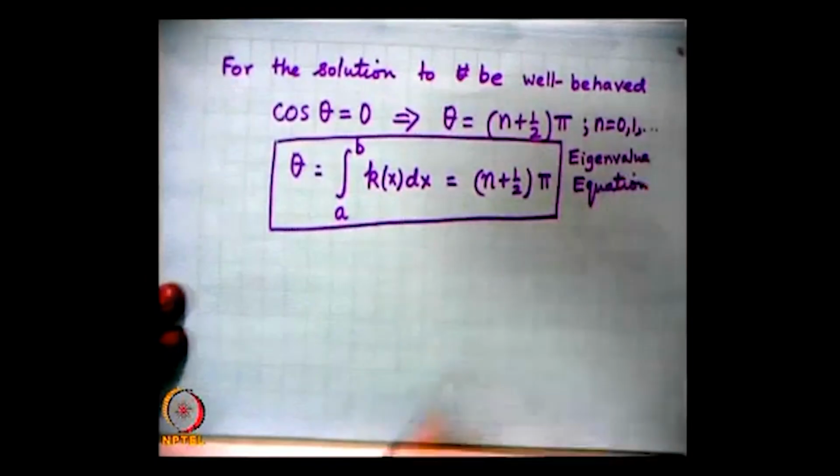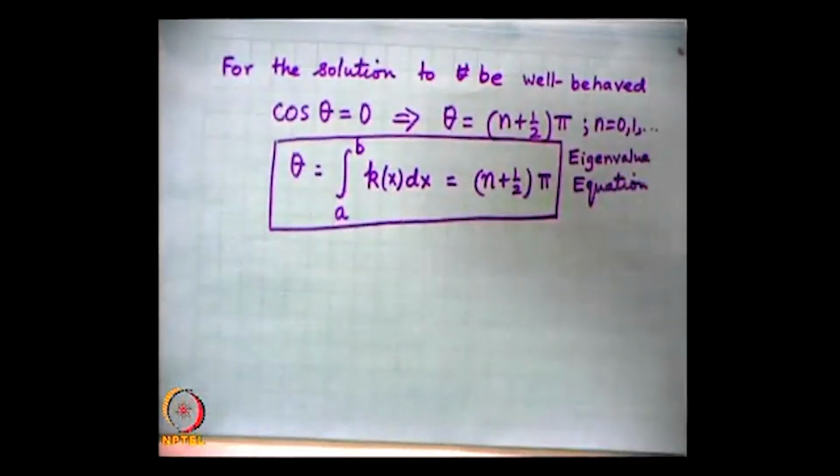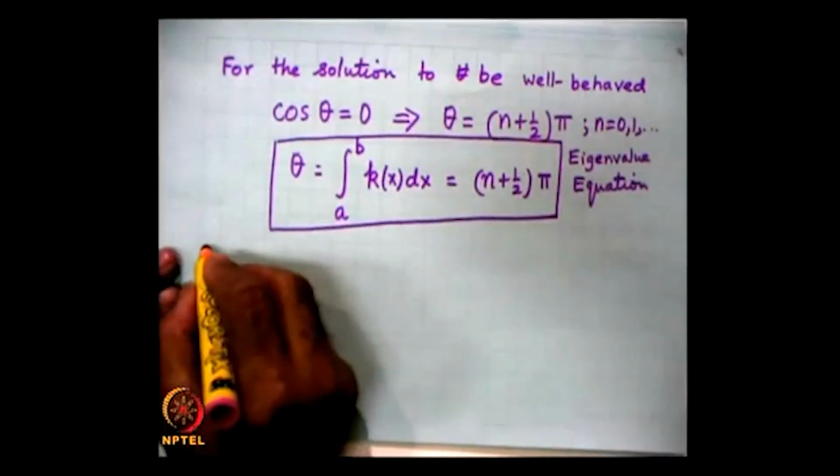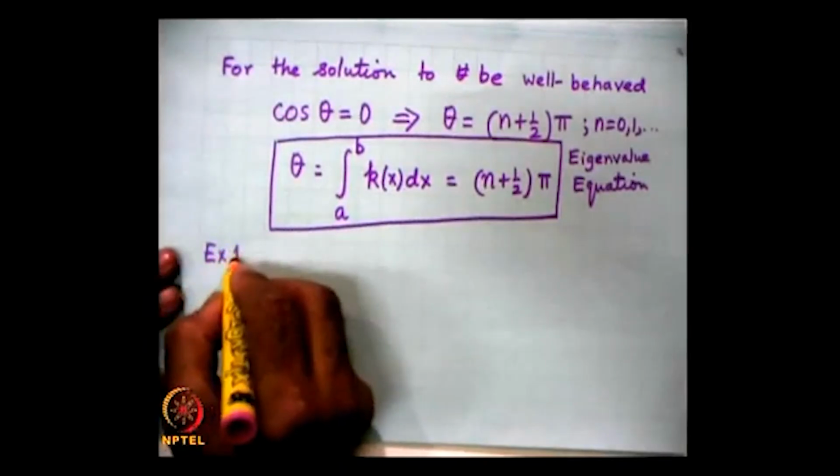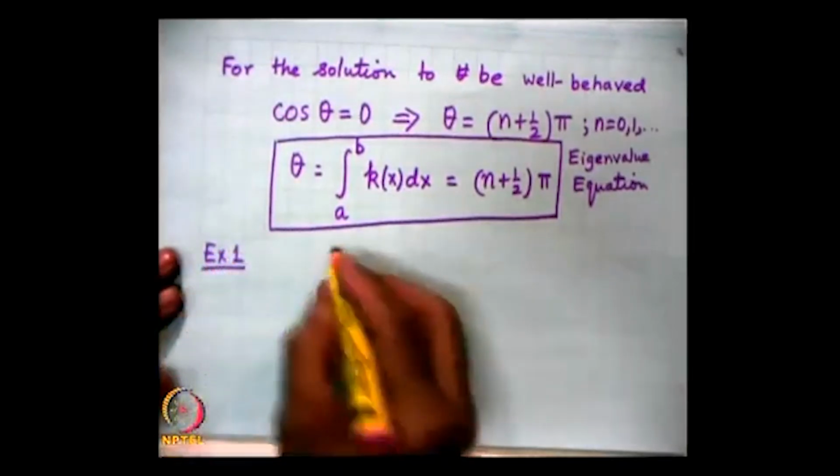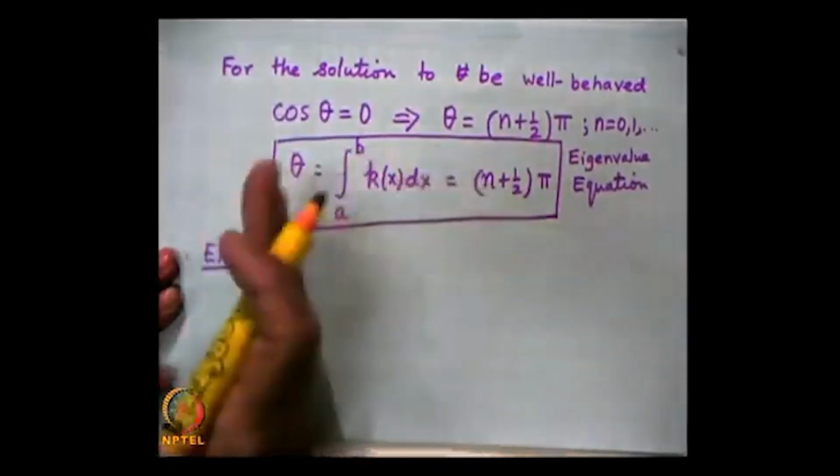I will consider a few examples now. So, example 1. Till now our analysis was general, in the sense it could be an arbitrary variation of V of x as long as it is smoothly varying, so that our JWKB approximation is valid.